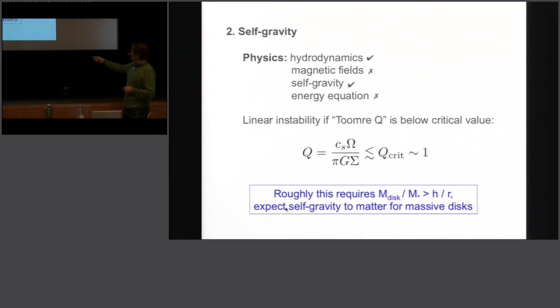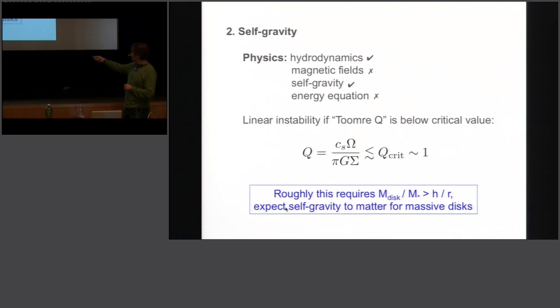And the condition for instability is that this Q needs to be smaller than some critical value. In other words, the disk needs to be sufficiently massive, sigma needs to be high enough, or the disk needs to be cold enough, so the sound speed is low enough. And roughly speaking, this critical Q is of order unity. It's typically somewhere between 1 and 2.